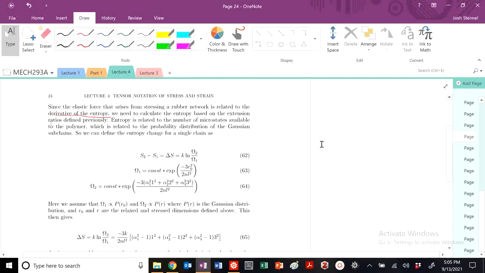So next time we're going to look at this, because we know that force is T dS/dL. So we're going to actually have to calculate this. And we're getting to a nice, fun derivation next time.